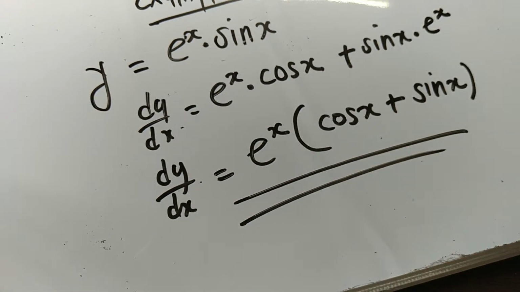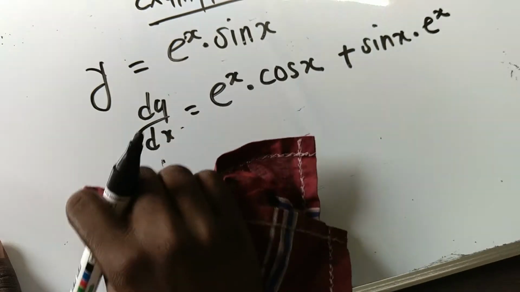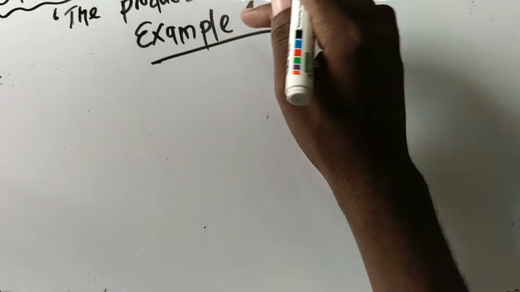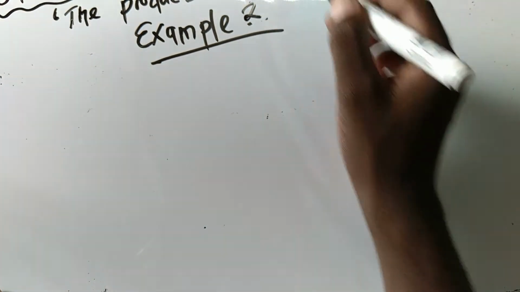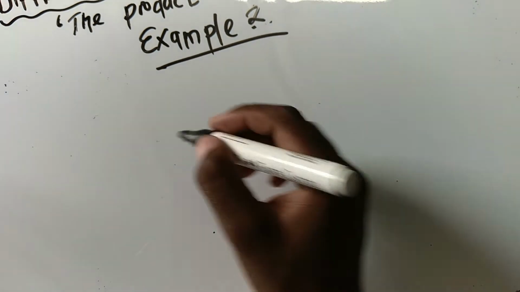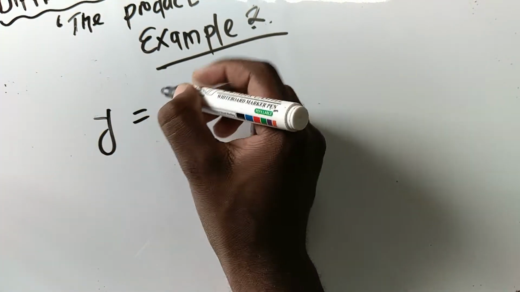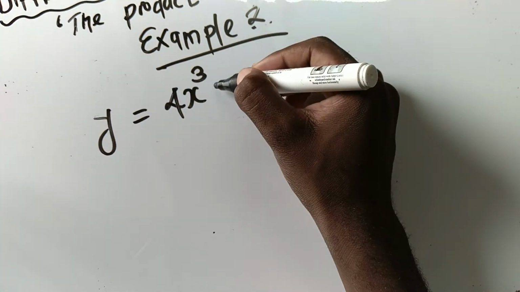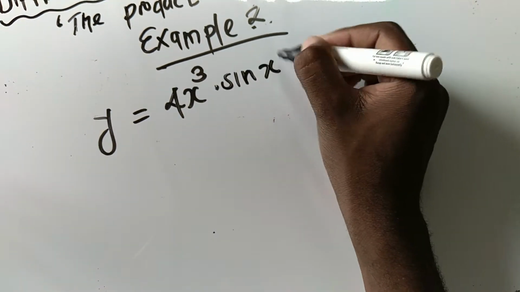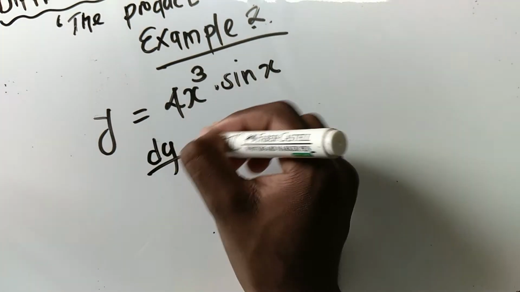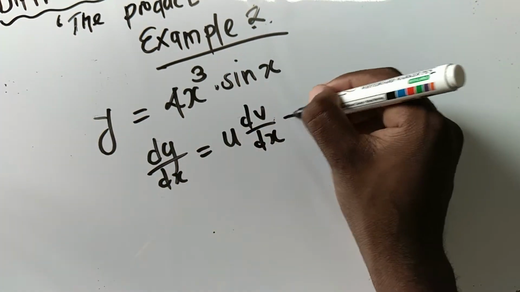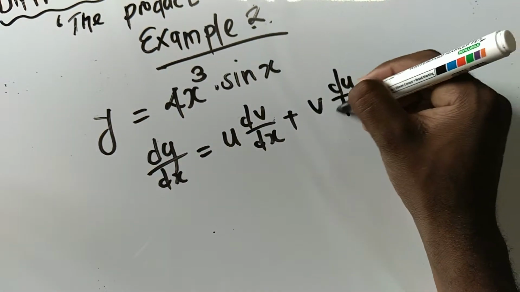Let's do one more example, and then I'll summarize this video. Then I'll do 2 more examples in the next video. So example number 2, we have y is equal to 4x raised to the power 3 times sine x. What's the formula? dy dx is equal to u dv dx plus v du dx.